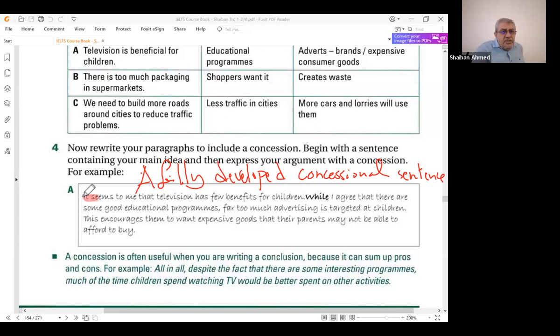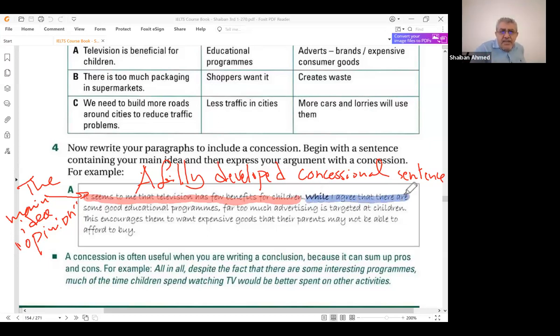It seems to me that TV has few benefits for children. This is what? This is the main idea, idea or opinion. What is his position? What is his opinion? That television has few benefits. So this is a statement. What do you mean by this? Development.